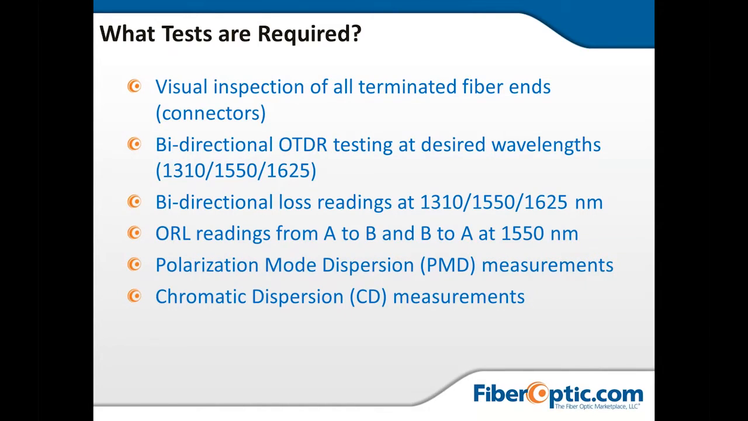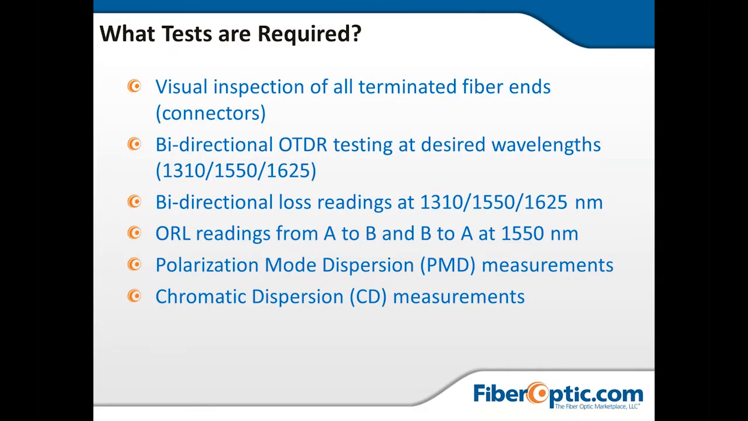Then we're going to do a bi-directional, well, these are not in order. The tests are also going to include bi-directional OTDR testing at the wavelengths that are used, and usually one higher, which will allow us to identify any macro bends.